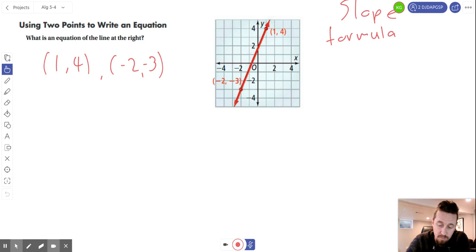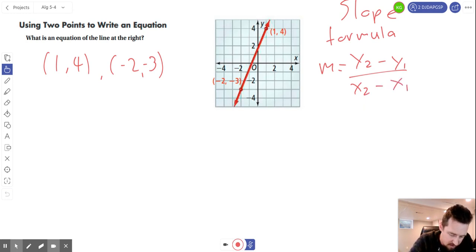So let's use the slope formula. It is m equals y2 minus y1 over x2 minus x1. So if I call my points here, if I say the first one is point 1, so that'll be x1, y1, and the second one is point 2, so that'll be x2, y2. And then I put all the numbers in the right spots.